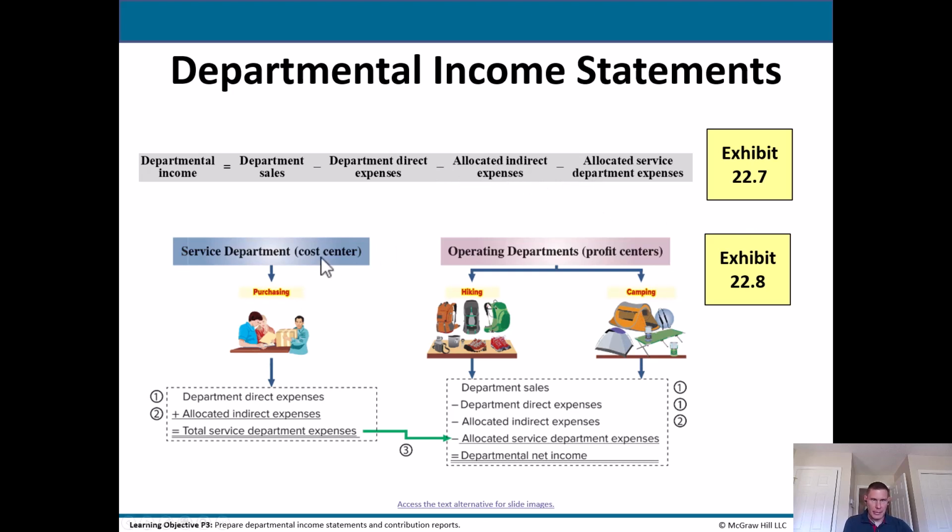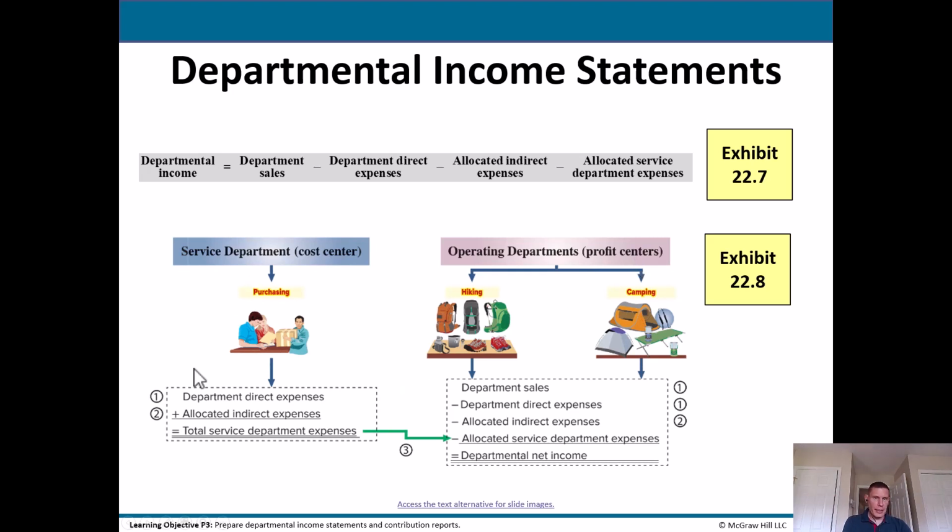So we can see the service department here, the cost center. All right, because remember, the service department doesn't bring in any money. It just costs the company money. But I'm not saying it's not necessary. It is, but it just costs the company money, so it's called a cost center. And then we have operating departments that are profit centers, right? Profit centers, there's revenue and expenses.